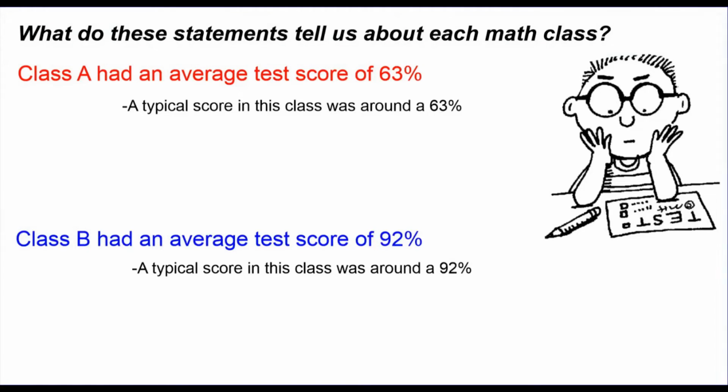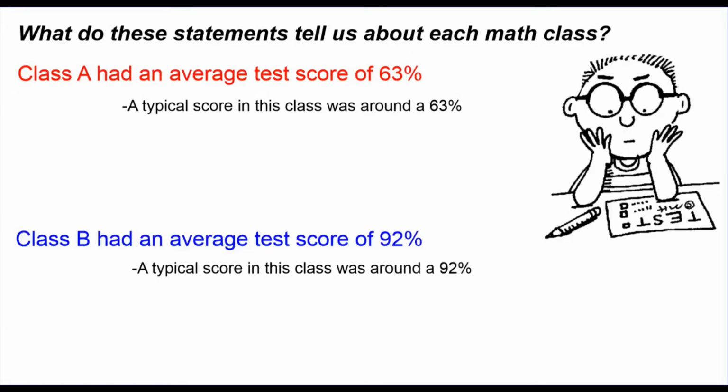So Class A having an average of 63%, that means that a typical score in this class was around a 63%. Now, what it doesn't mean is that everybody in the class got a 63%, or everybody got a 63% or less, or everybody got a 63% or more. It's just 63% is kind of the middle. It's kind of the summary of how the whole class did.